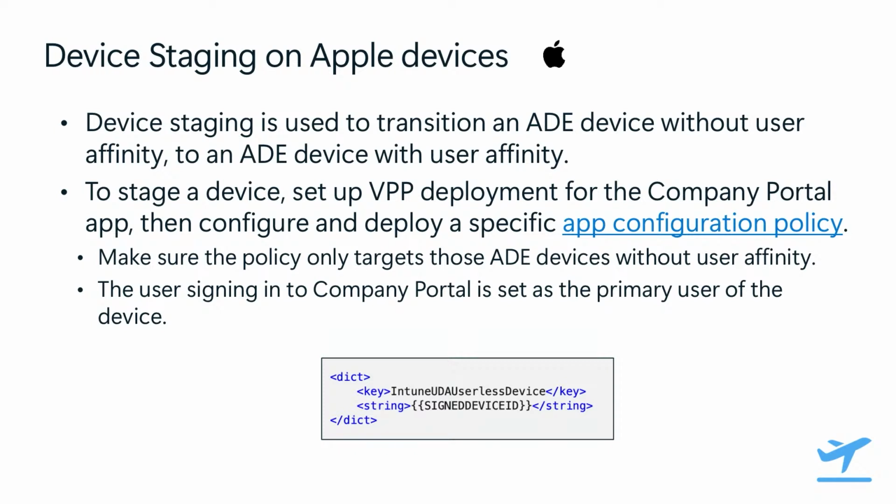On Apple devices, device staging transitions ADE devices from not having user affinity to having that user affinity. The way that this is set up is that you would set up a VPP deployment for the Company Portal app, and then you have to configure and deploy a specific app configuration policy, which we cover more in documentation. That policy will target devices that do not have user affinity, and then when the user opens the Company Portal and signs in, that user becomes the primary user of the device.